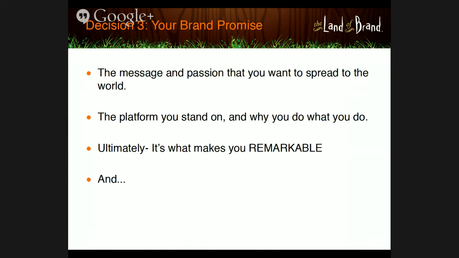So the third decision you have to make is understanding what is that message that you stand for. What is your uniqueness? In the land of brand, we call that your brand promise. And basically, it's the message and the passion that you want to share with the world. So it is the reason why you got in business. It is the reason why your method works. It is the platform you stand on, and it is why you do what you do. And ultimately, it is what makes you remarkable.